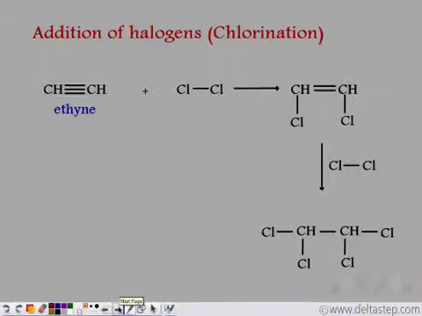So ethyne and all alkynes undergo addition reactions. So the unsaturated compound changes into a saturated compound. This happens in two steps. In the first step, the triple bond breaks into a double bond, and in the second step, the double bond breaks into a single bond.